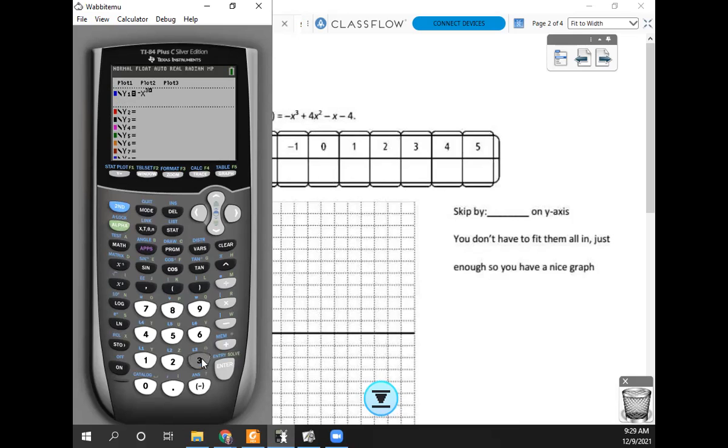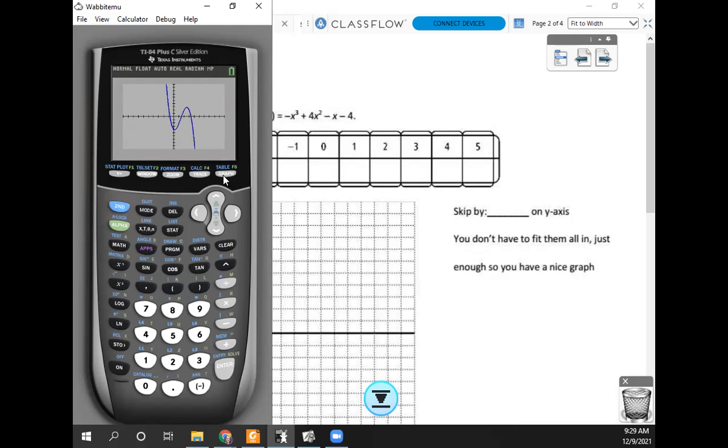If you guys see anything wrong as I'm typing this in, please let me know. Plus 4x squared, minus x, minus 4. Now, what I would encourage you to do is graph it by hitting graph, and you will not see the whole shape. I just lied to you. Apparently we do see the whole shape.